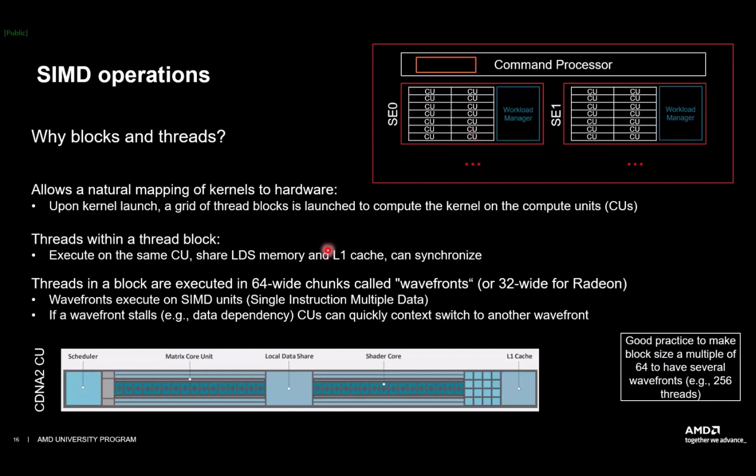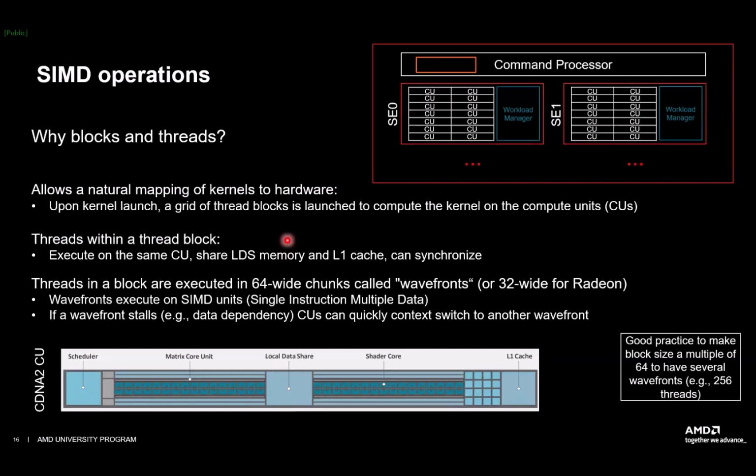If you look down at this diagram at the bottom, this shows one of the CDNA2, which is the architecture of the MI200 series GPUs. And this shows the compute unit. On it, you can see what I mentioned previously, which is that you have this LDS, or local data share. This is your shared memory. You have your L1 cache, and you have your matrix and shader cores. And so these are the resources that are on one of these compute units.